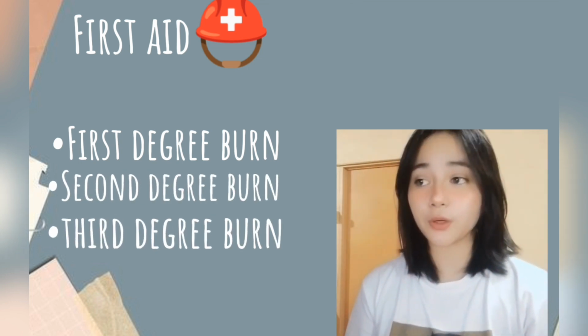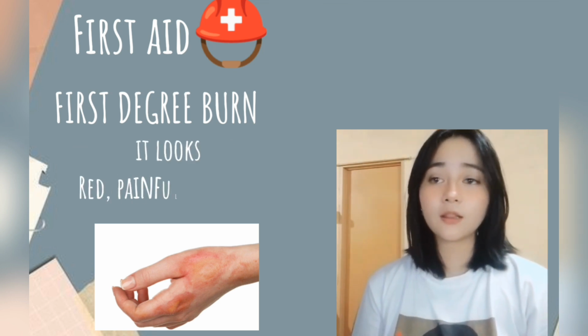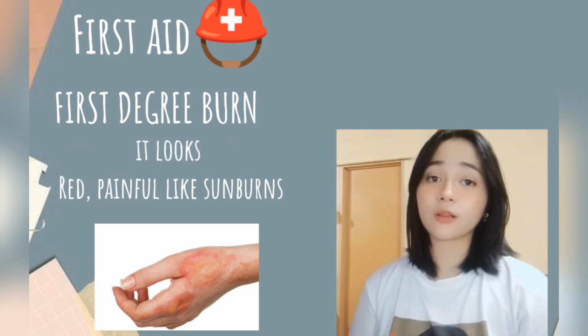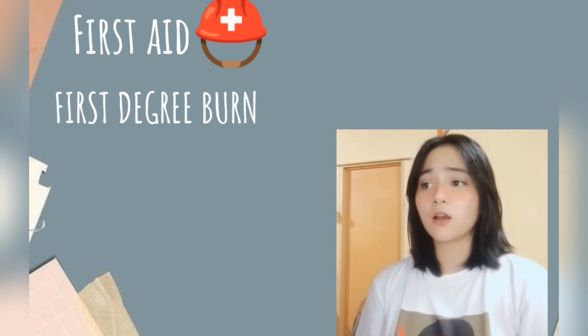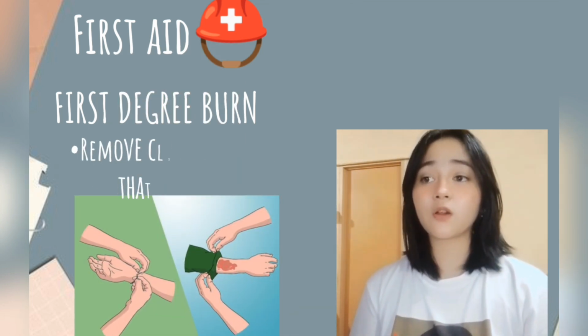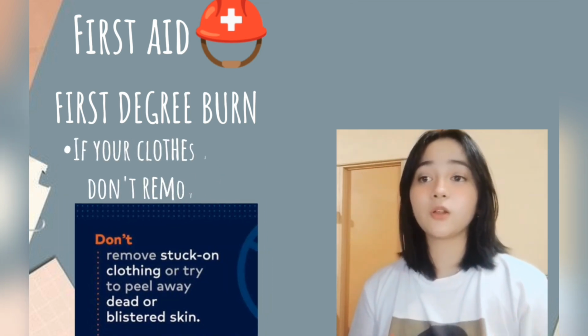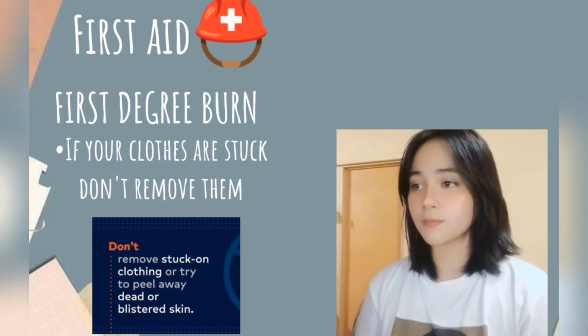The first degree burn affects the top layer of your skin. It looks red and painful, like sunburn. For a first degree burn, apply antibiotic ointment and remove clothes or jewelry near the burn. If your clothes are stuck, don't remove them.